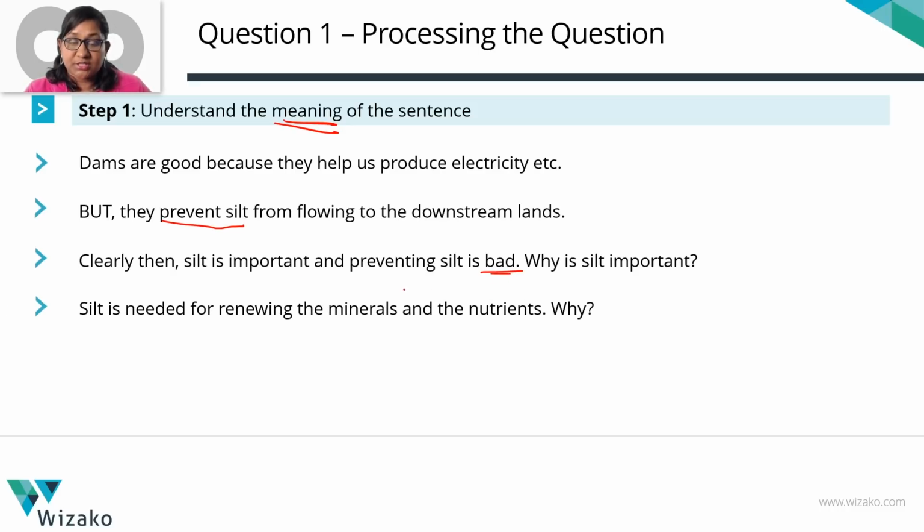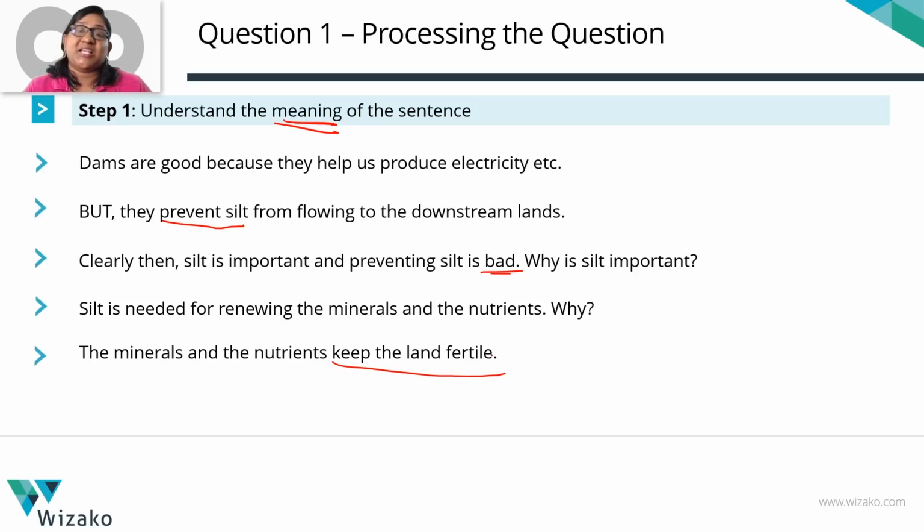Silt renews the minerals and nutrients in the land. And why is that good? Why is that needed? Because those minerals and nutrients are the ones that keep the land fertile. So dams have certain advantages, but they prevent silt from flowing into the downstream lands. And because these downstream lands are not getting silt, the minerals and nutrients in the land are not getting renewed. And those minerals and nutrients are the ones that keep the land fertile. This is ultimately the point that we want to convey. Okay, we've understood the sentence, we've broken it down.